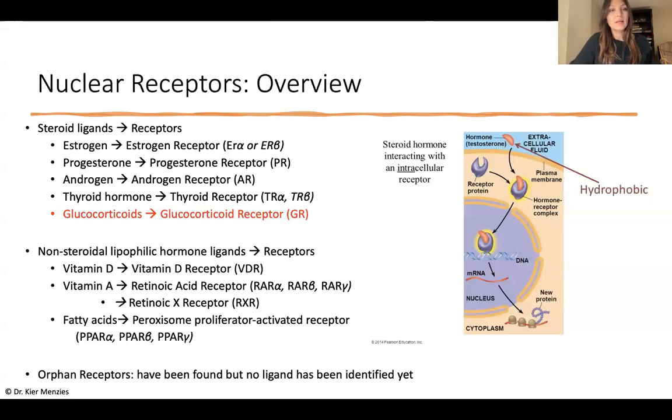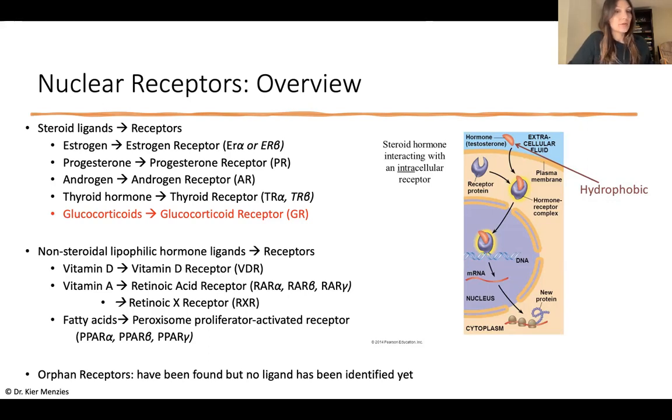So steroid ligands, some of our hormones, can bind to these receptors. For example, the estrogenic hormones will bind to estrogen receptor alpha or beta. Progesterone will bind to the progesterone receptor. Androgens will bind to the androgen receptor, thyroid hormone to the thyroid receptors, and glucocorticoids to the glucocorticoid receptor. And we'll focus a little bit more on this particular receptor in this lecture.